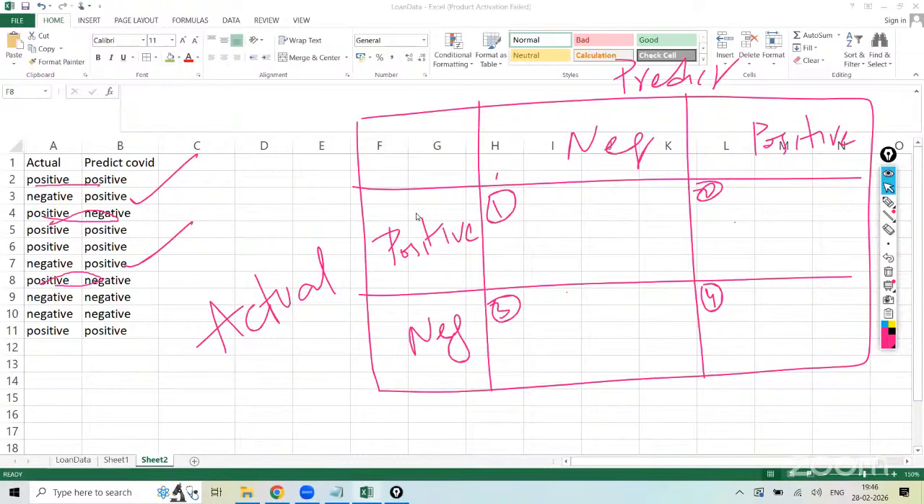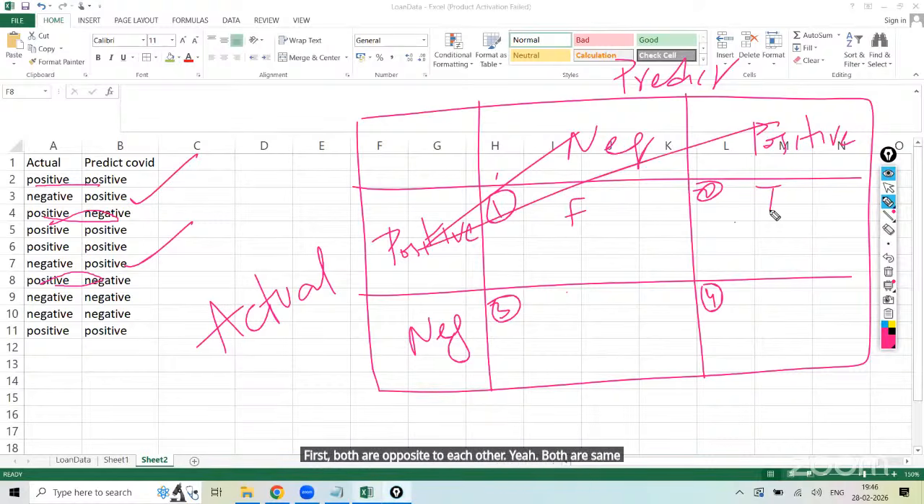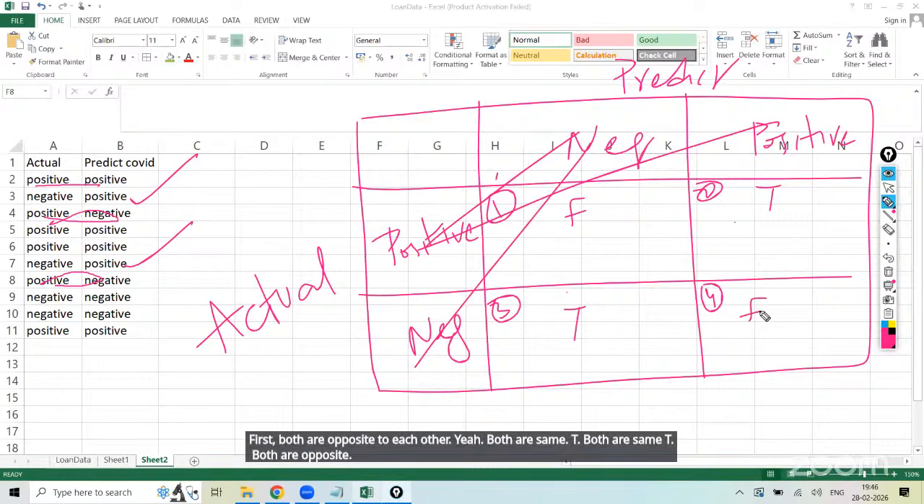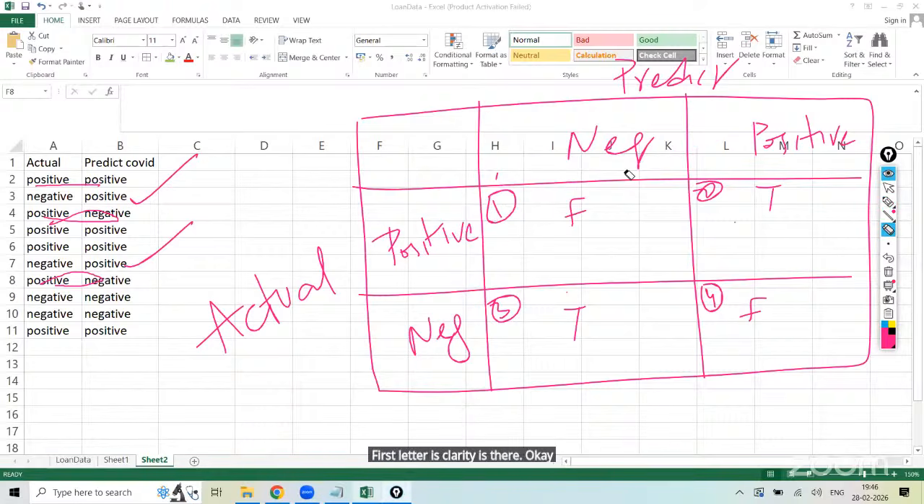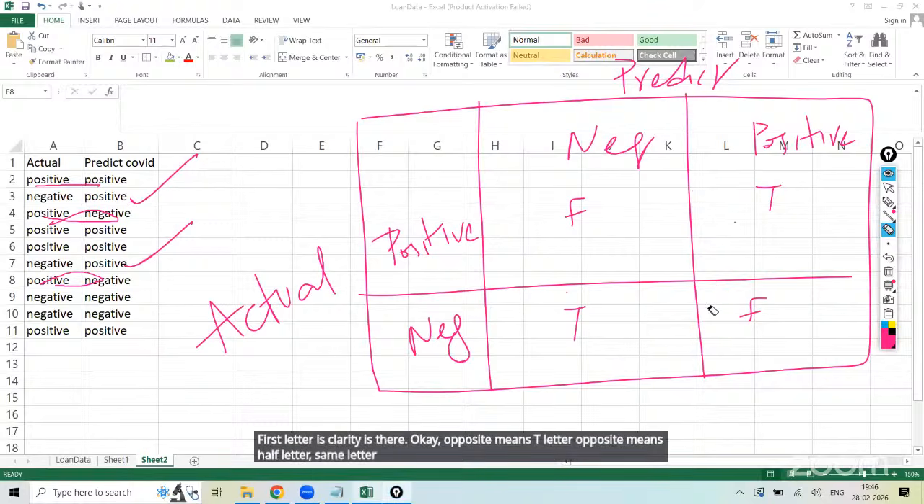Vaibhav, with numbers you are writing nicely. Now coming to the first one. First, both are opposite to each other: F. Both are same: T. Both are same: T. Both are opposite: F. First letter, clarity is there. Opposite means F letter. Same means T letter.